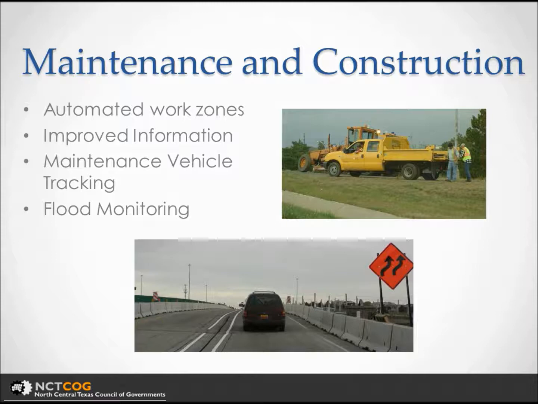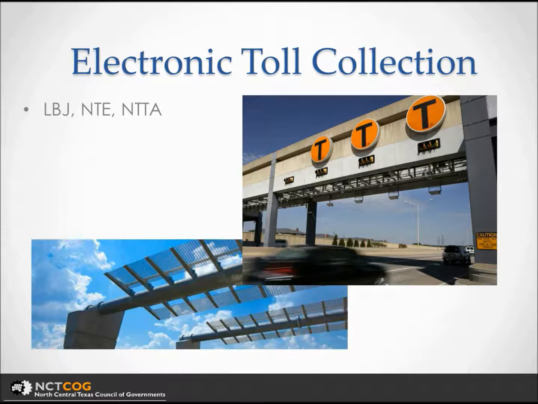In maintenance and construction, the services include automated work zones, improved information sharing among agencies about upcoming and planned maintenance and construction projects, maintenance vehicle tracking using automated vehicle location, and flood monitoring. Electronic toll collection includes services for the LBJ Express, for North Tarrant, and for the North Texas Tollway Authority, including fare collection, courtesy patrols, incident management, traveler information, including incident information.